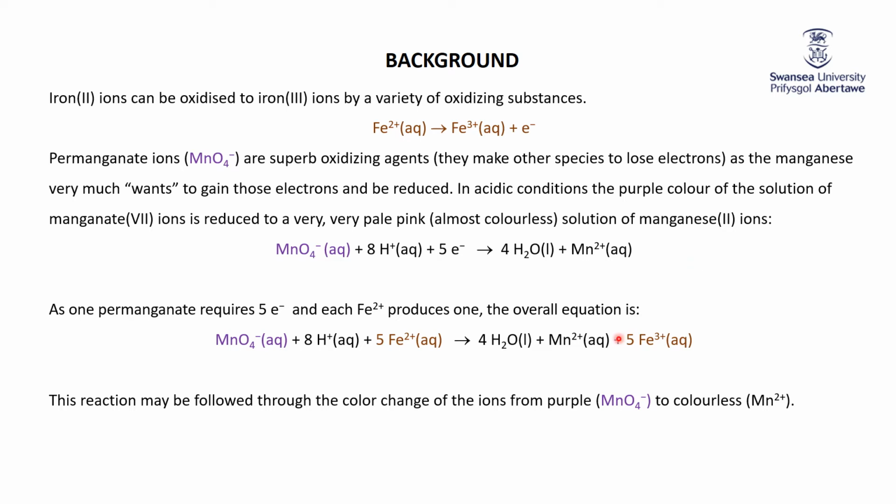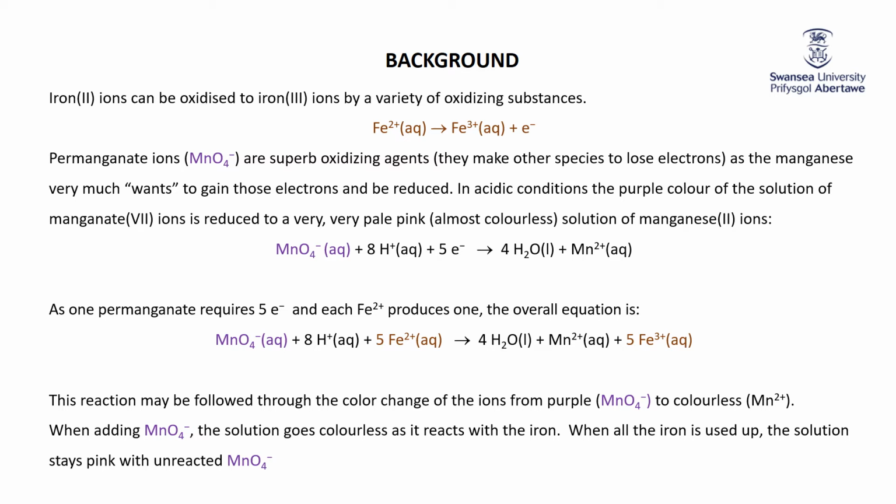Okay, and as I said, we'll watch the reaction from the color change from purple to colorless. Really something to memorize there, to remember there. When permanganate acts as an oxidizing agent, when it's reduced in acidic solution, it gains 5 electrons to go to Mn2+, purple down to colorless.